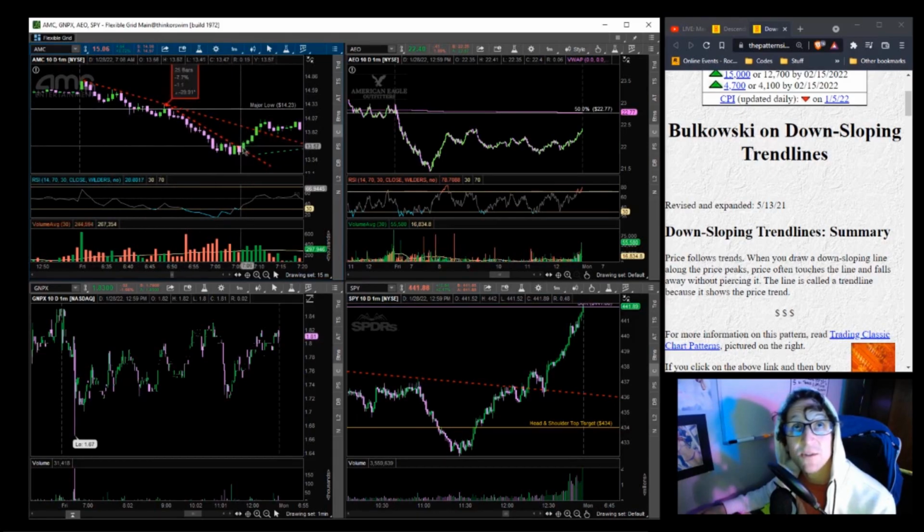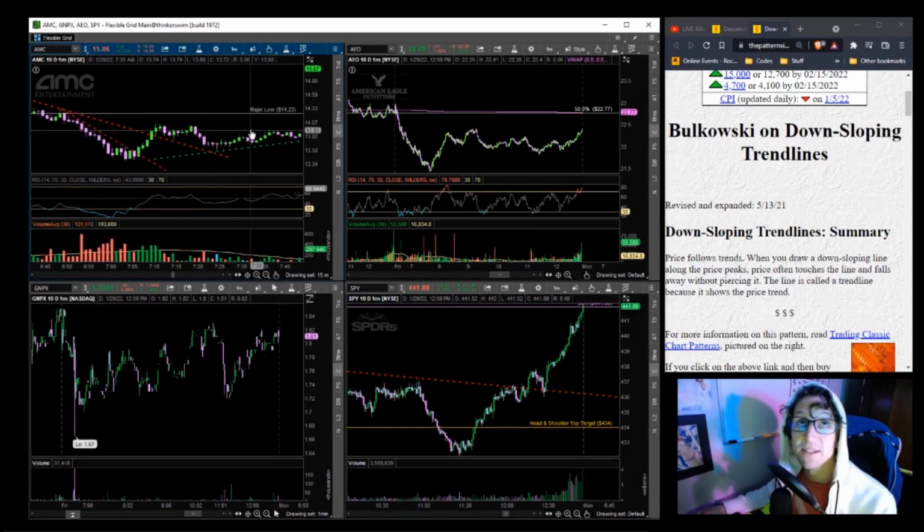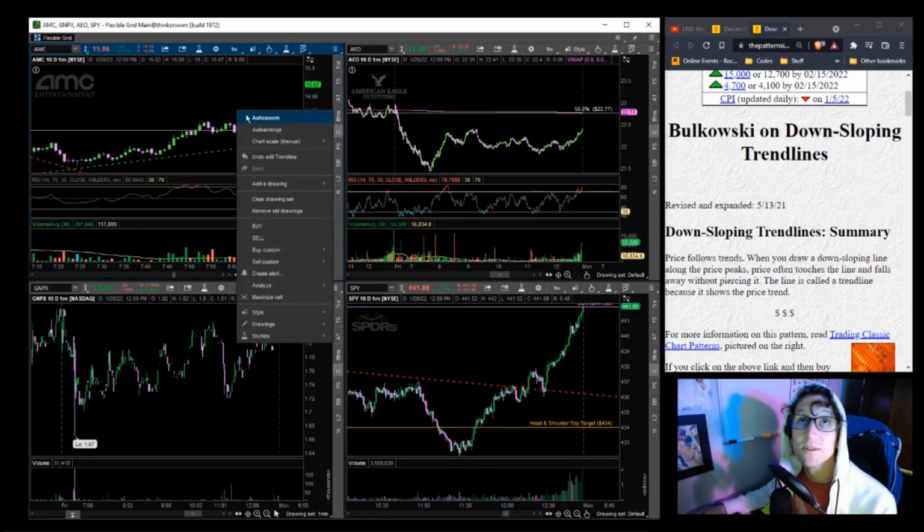I exited as soon as the downtrend accelerated. As soon as I saw the price start to barcode for 4 minutes, I got out of those puts right here. And I did make some good money on those puts. The price did begin to correct and rose. I'm going to zoom back out.